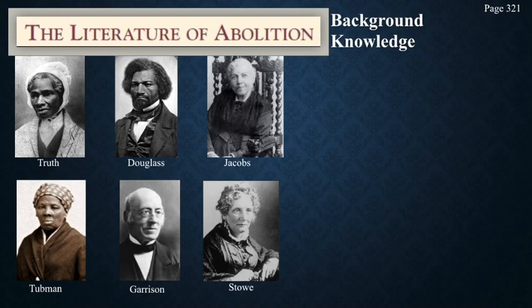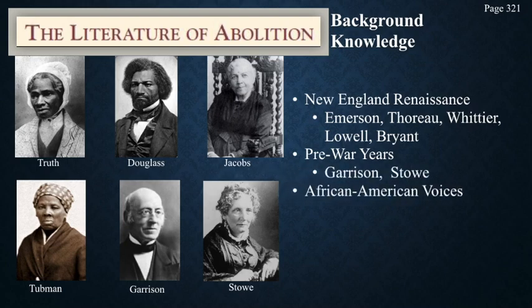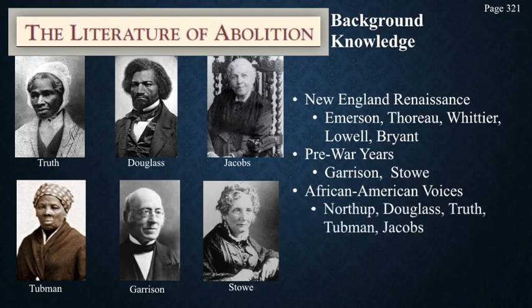And we already mentioned Harriet Beecher Stowe, who was the author of Uncle Tom's Cabin. So some of this started when we talked about the New England Renaissance. We said Emerson and Thoreau were abolitionists. We're going to meet some others in this unit. These pre-war years, we're going to have the newspapers, we're going to have the books, we're going to have African-American voices in the North as people speak out against slavery. Those are some of the names that we just mentioned that will be coming about.